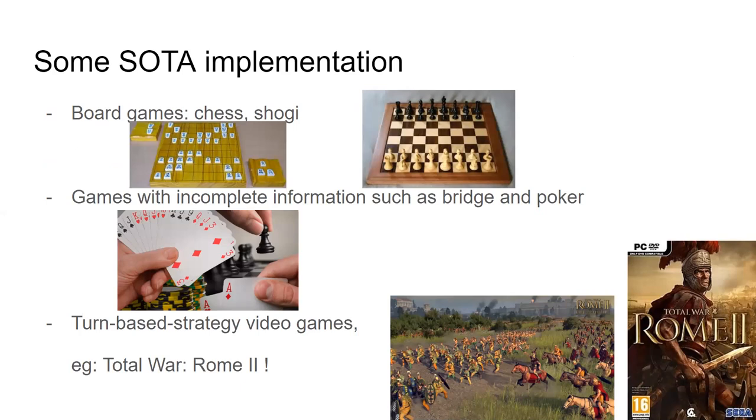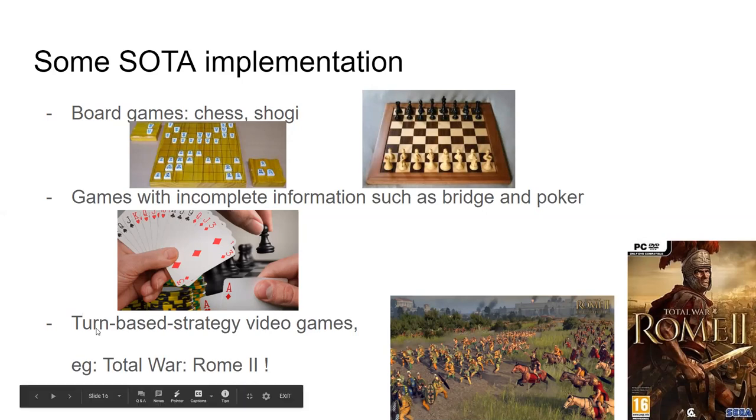And now we can see some state-of-the-art implementations, some of the games where we really use all this. First of all, we can use these methodologies on board games. You must be very familiar with chess. And then there's also shogi, a very popular Japanese board game, very similar to Chinese chess, a chess-like game. We can also model bridge and poker games using Monte Carlo tree search. And surprisingly, we can also use it on video games, like turn-based strategy video games. The example shown here is Total War.